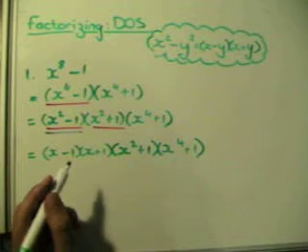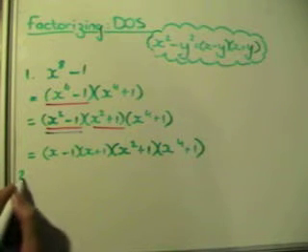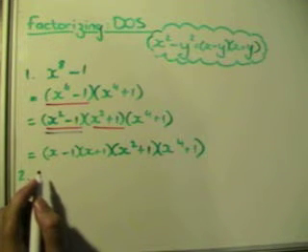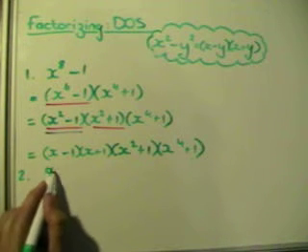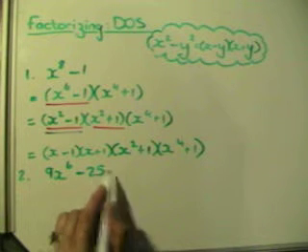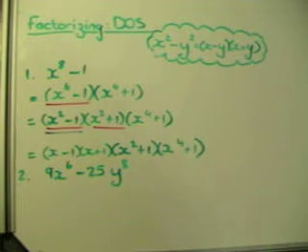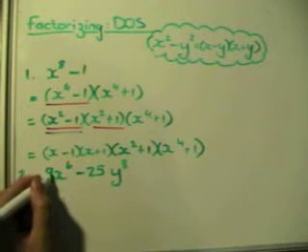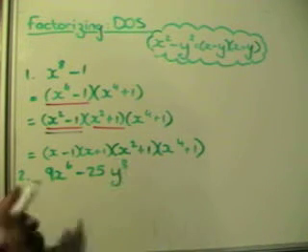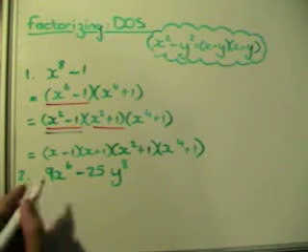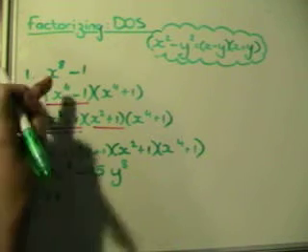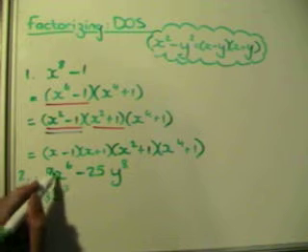Right, let's quickly look at something where they use 9x to the power of 6 minus 25 y to the power of 8, where they use numbers and variables. Then I just take the numbers and the variables and see the square root of 9, what I said there now, don't get confused. The square root of 9 is 3.